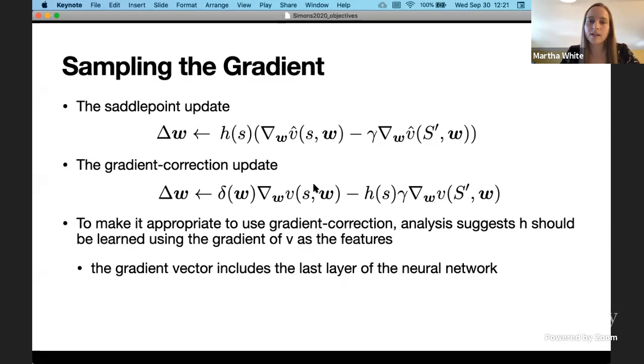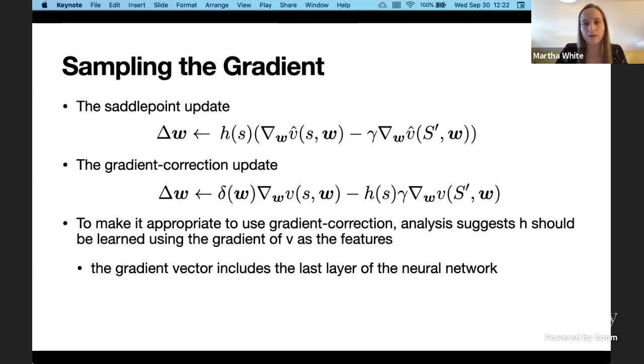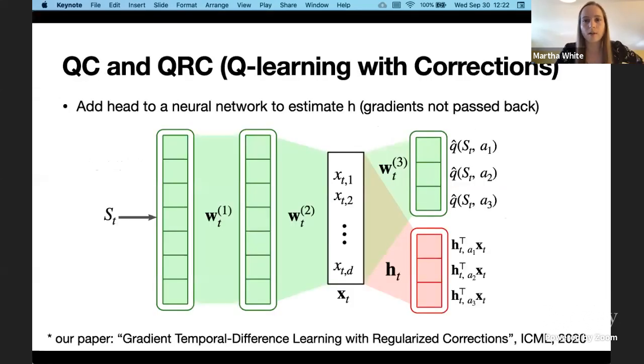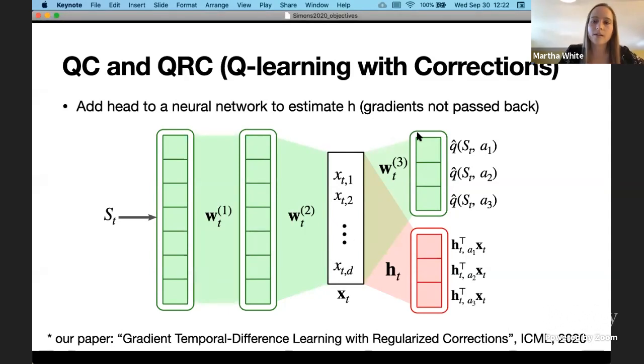And nicely, some of the analysis of how to derive the gradient correction update actually extends to the nonlinear case as well. We go through this in the working paper. And it suggests a natural way to try to estimate this H in the nonlinear setting. So that's what we used in the ICML paper. The very simple idea is just to take Q-learning. We did prediction and control, but I'll just tell you the control one. You can just take something like Q-learning and add gradient corrections, where you would do your usual thing.